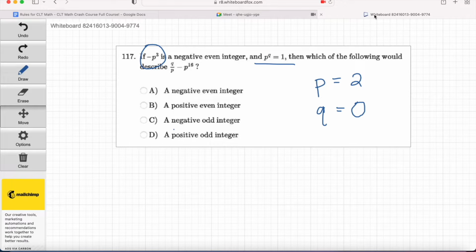It works. Okay. Now we've got to see which of the following would describe Q divided by P, oh good heavens, minus P to the power of 16. So let me see you plug in those values. It looks scary, but I don't think it's going to be too bad. Okay. Let me see you plug those in. We'll see what we get.